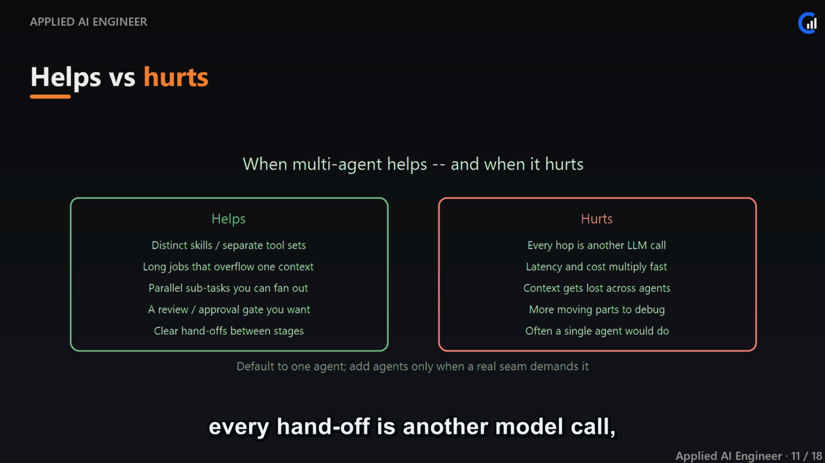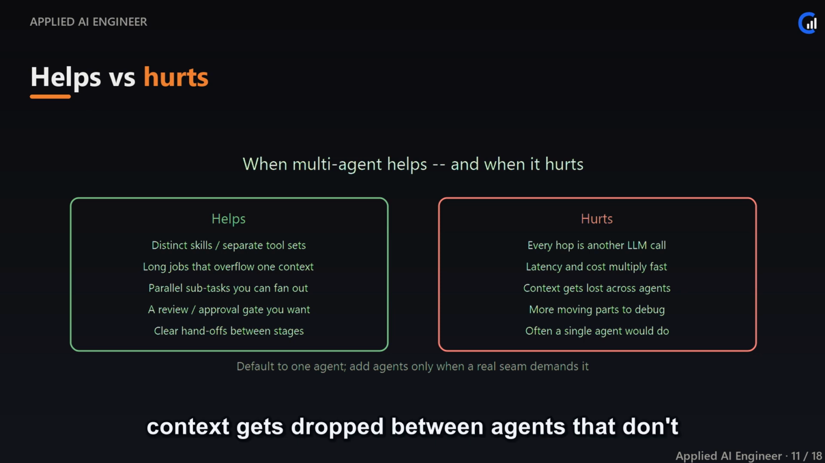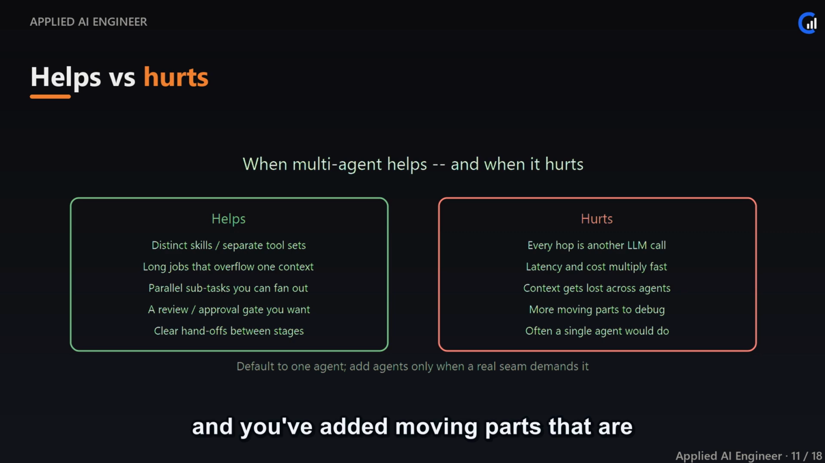Every handoff is another model call, so latency and cost multiply, context gets dropped between agents that don't share memory, and you've added moving parts that are harder to debug. The uncomfortable truth is that a single, well-equipped agent solves most problems you'd be tempted to throw a committee at.